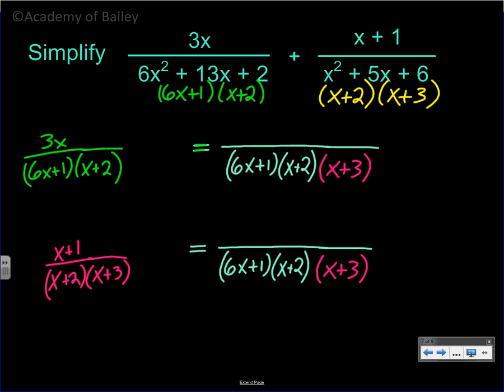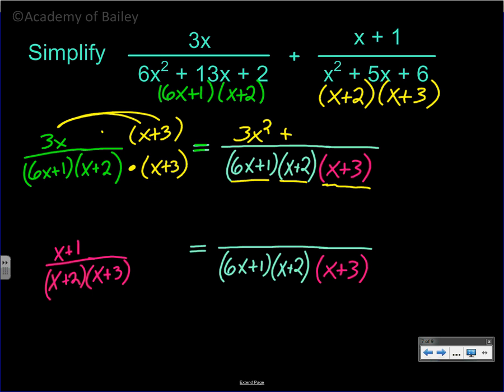All right, let's look at the top. What did we have to multiply the bottom here, 6x plus 1 and x plus 2, by to get the common denominator? There's 6x plus 1 and there's x plus 2. So it looks like x plus 3 is what we multiplied it by. And then we do the same on top. Multiply the top by x plus 3. That will be 3x squared. And then 3x times 3 is positive 9x.